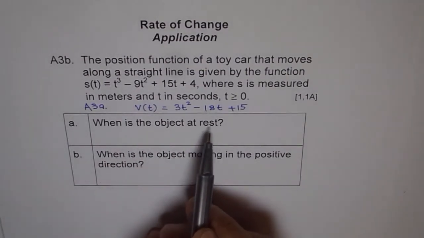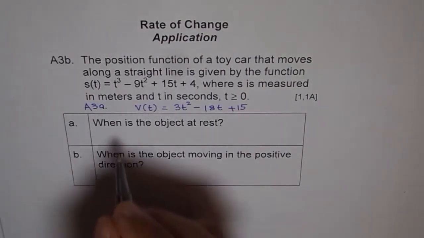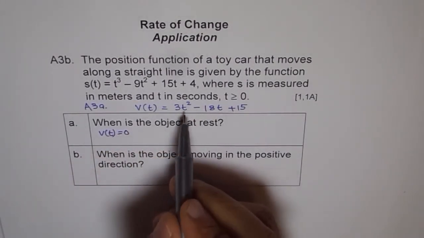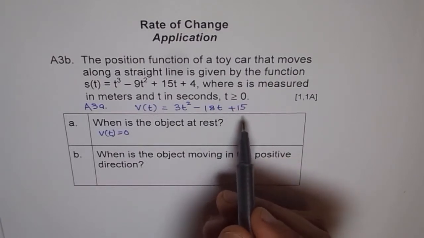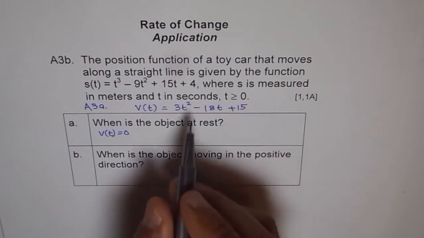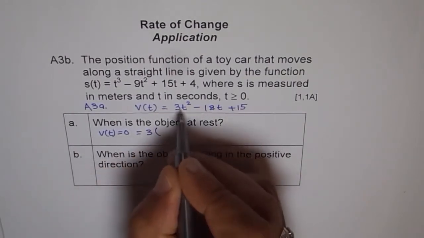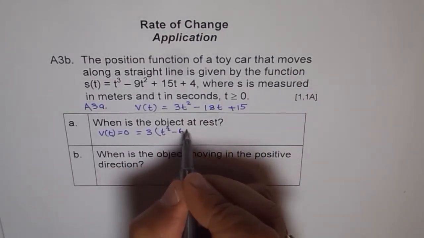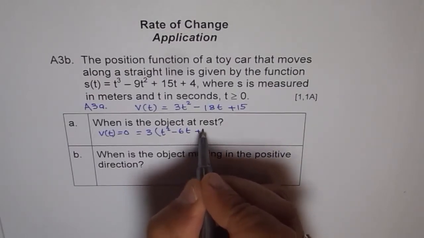When is the object at rest? Object at rest means v(t) is 0, correct? That means v(t) equals 0. So we have to find when v(t) is 0, which we can find by using the quadratic formula or by factoring. This seems to be a simple factoring. Let's factor out 3 first. So we say 3 times t squared minus 6t, and 15 divided by 3 is 5.